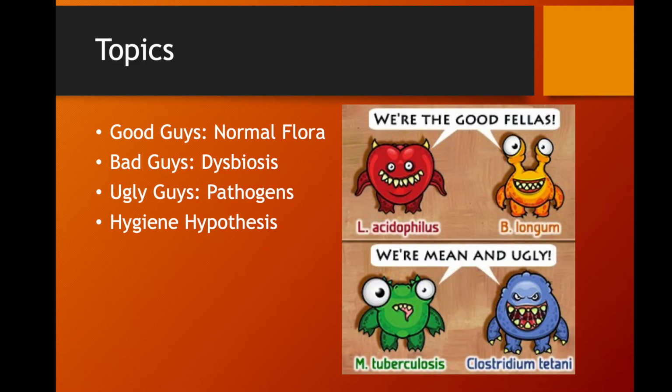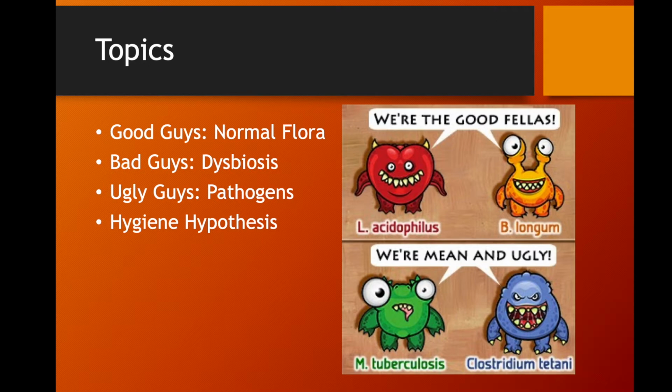In this set of slides, we will be talking about the good, the bad, and the ugly, and the hygiene hypothesis. The good guys are the normal flora, or the residents of the human body. This picture here shows a couple of them that are really commonly found in probiotics, including Lactobacillus acidophilus and Bifidobacterium longum, the good guys.